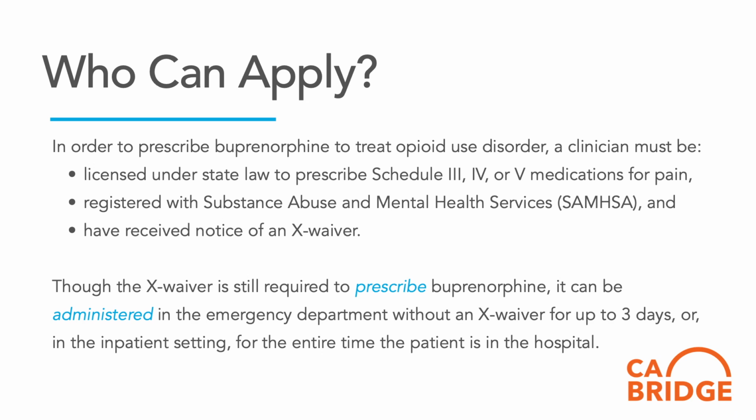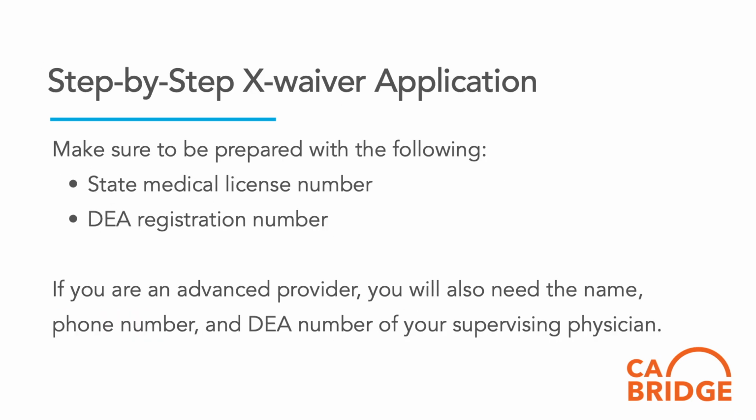To prescribe buprenorphine to treat opioid use disorder, you must be licensed under state law to prescribe Schedule 3, 4, or 5 medications for pain, registered with Substance Abuse and Mental Health Services, or SAMHSA, and have received notice of an X-waiver. Though the X-waiver is still required to prescribe buprenorphine, it can be administered in the emergency department without an X-waiver for up to 3 days, or in the inpatient setting for the entire time the patient is in the hospital. Registering for your X-waiver is easy.